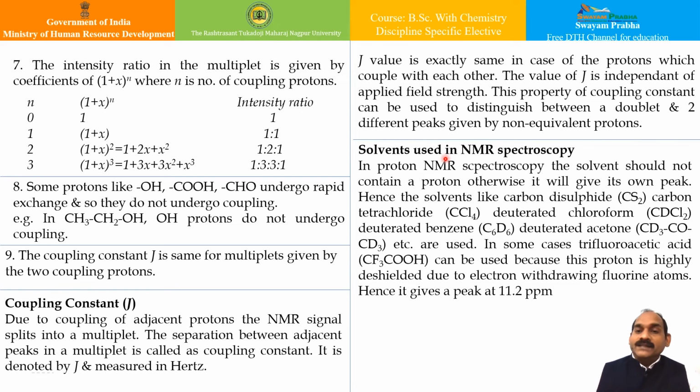Similarly, the solvent in NMR spectroscopy plays a very vital role. In proton NMR spectroscopy, that is H1 NMR spectroscopy, the solvent should not contain a proton, otherwise it will give its own peak. Therefore, solvents like carbon disulfide, carbon tetrachloride, deuterated chloroform, deuterated benzene, and deuterated acetone are used. In several cases, trifluoroacetic acid can be used because its proton is highly deshielded due to the electron-withdrawing fluorine atoms along with it, and hence it gives a peak at 11.2 ppm.